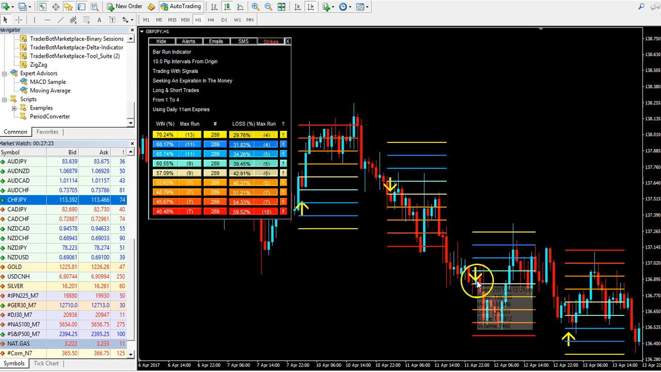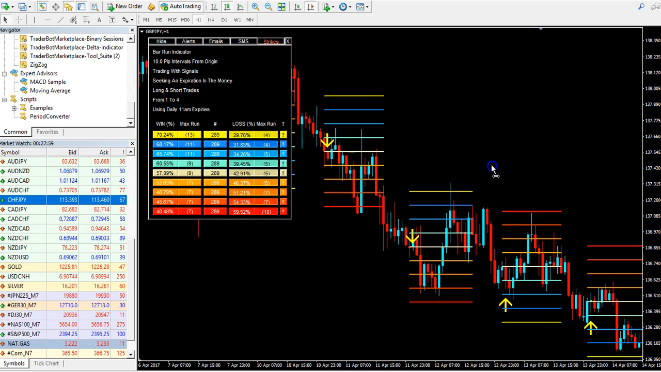Signal number 3. It closed right here, so it was an ITM winner. It was not an ATM winner, and it was not an OTM winner. Signal number 4. It closed right here. It was not an ATM winner, nor an OTM winner, but it was an ITM winner.